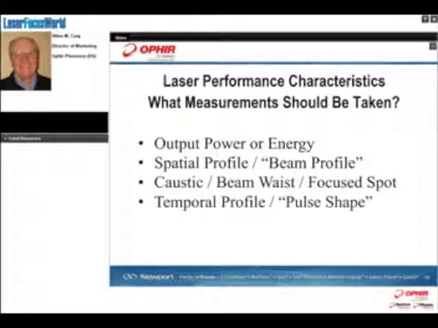And finally, if you do have a pulse laser, it's important to know the temporal profile, or what the energy is doing with respect to time, what the pulse shape is.